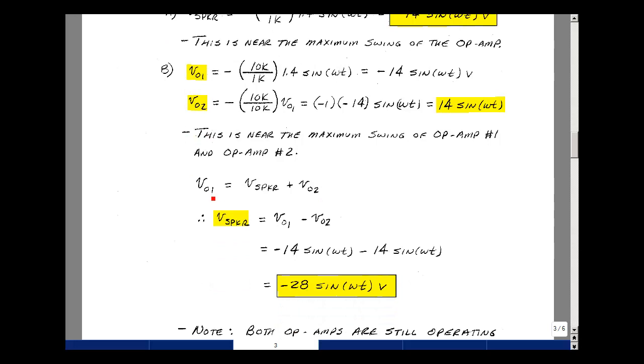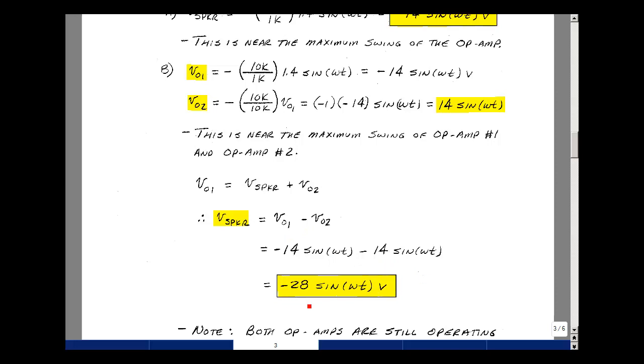We have Vout1 on the left side of the speaker, and we have Vout2 on the right side of the speaker. Let's go around that loop. So the rise in voltage is Vout1, and the drop, as I've shown it on the previous page, is the speaker voltage plus Vout2. So we can solve for the speaker voltage as Vout1 minus Vout2. Let's see what happens. We've got minus 14 times the sine of omega t for Vout1, and then we get a minus a plus 14 times the sine of omega t.